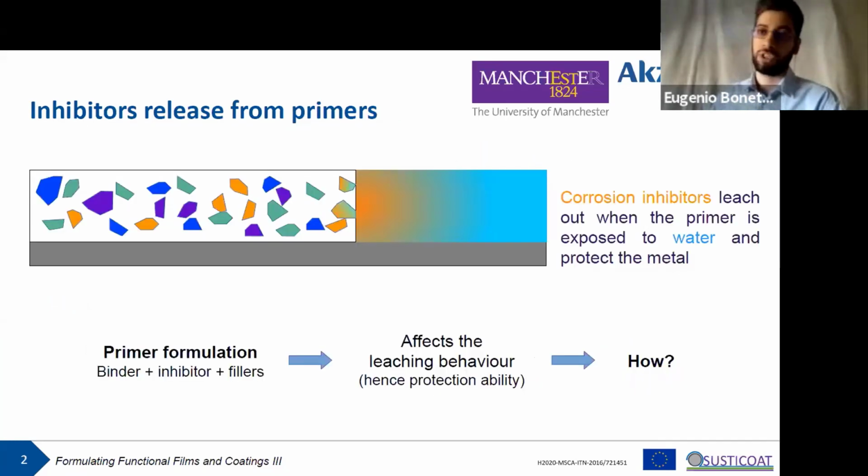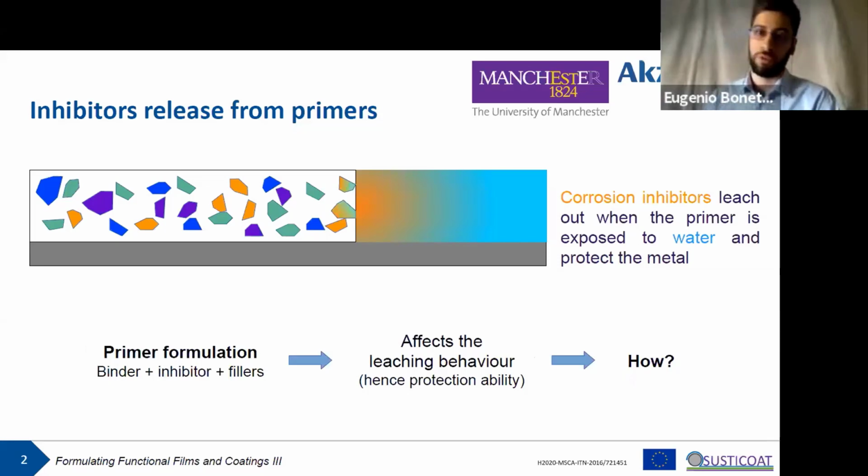Active protection is needed when, for example, there is damage and the metal and the primer are exposed to moisture, to water in the environment. The corrosion inhibitors dissolve due to the presence of water and leach out of the primer, reach the metal and provide protection.